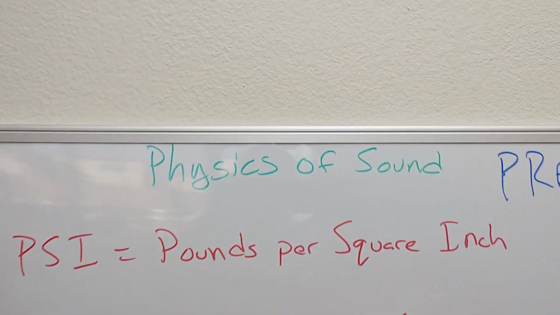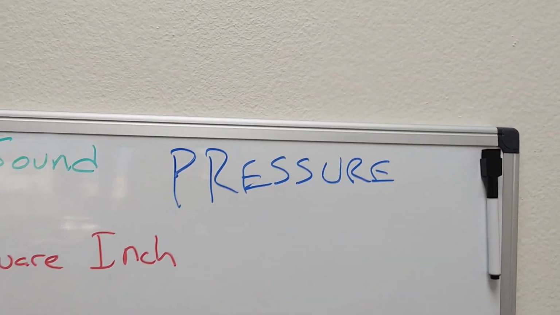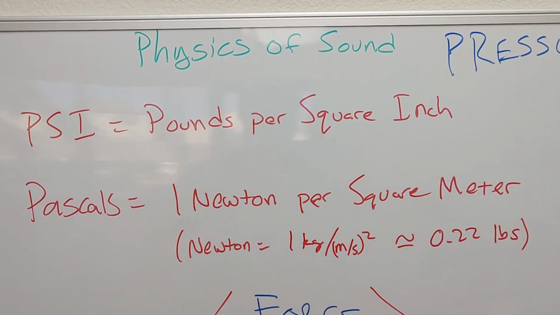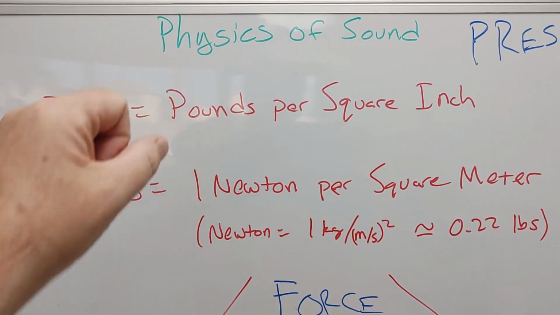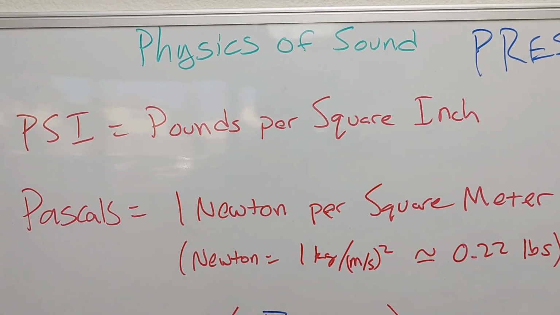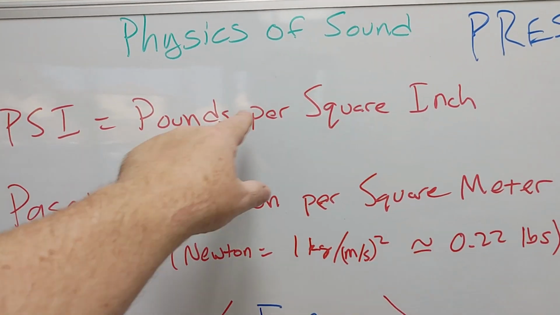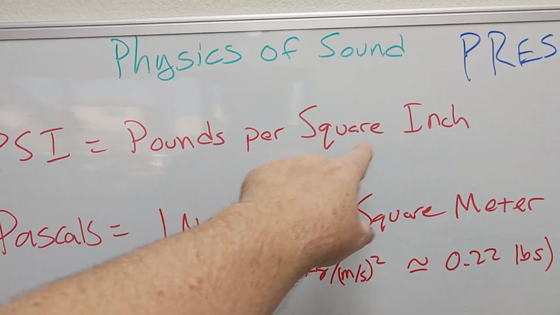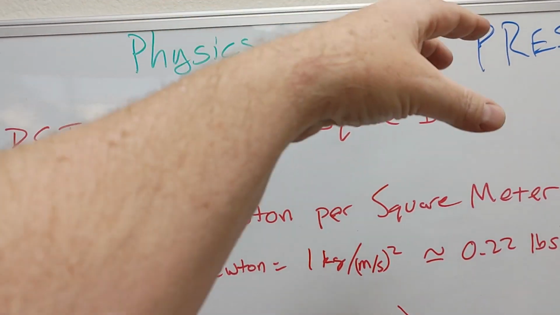Today we're talking about the physics of sound, and we're talking about pressure. Now, pressure is usually measured in two units. The first one is PSI. You'll see that on your bike tire, your car tire, and basketballs and footballs are inflated to a certain amount. It stands for pounds per square inch. It's some sort of weight over a given area.